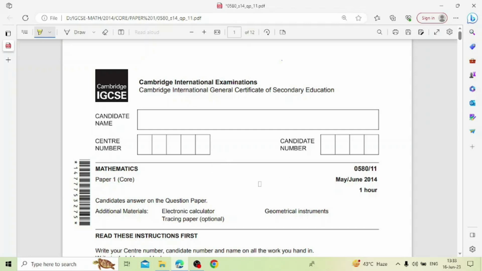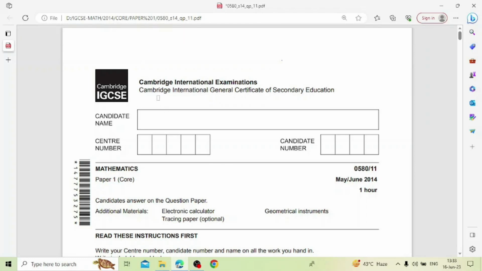Hi guys, this is the paper Mathematics 0580, paper 1 core, and this is a paper of 2014 summer, that's May-June. As you know, this is a 1 hour duration paper where you can carry with you one electronic calculator if needed, any tracing paper, and as usual all geometrical instruments.